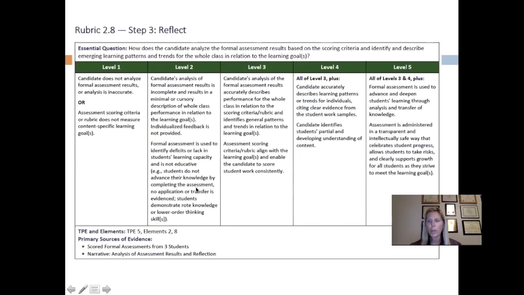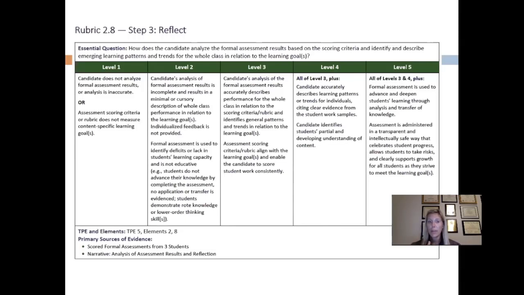That's the whole goal, that we want them to complete this assessment to have an understanding of where they're at and where they need to go, okay? And no application or transfer is evident. Students demonstrate rote knowledge or lower order thinking skills. I know we've talked about that in the previous presentations, where we want to aim towards the higher order thinking, not the lower order, just rote memorization, rote recall. We want them thinking a little bit deeper about the content.